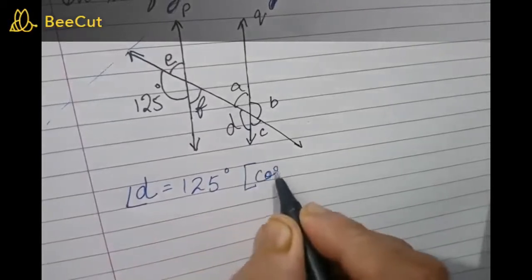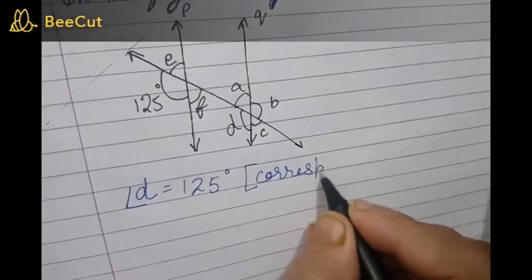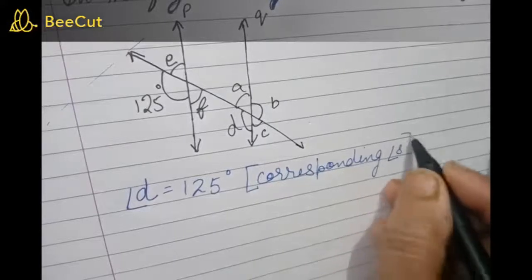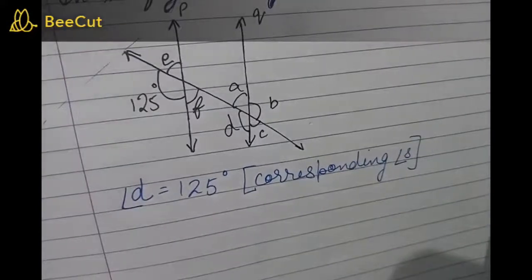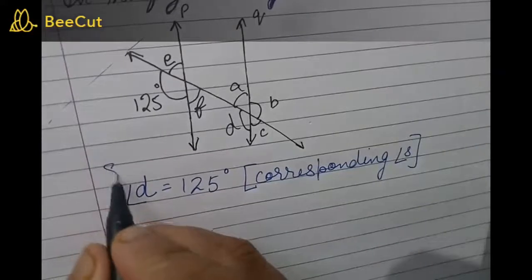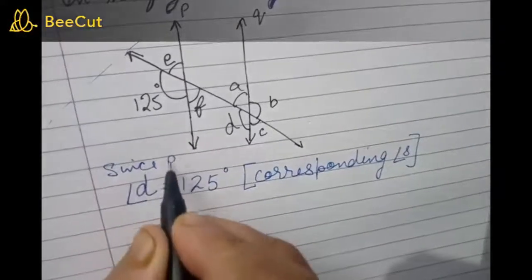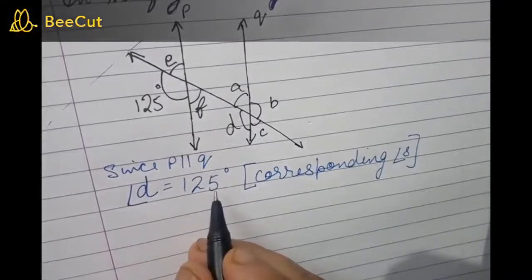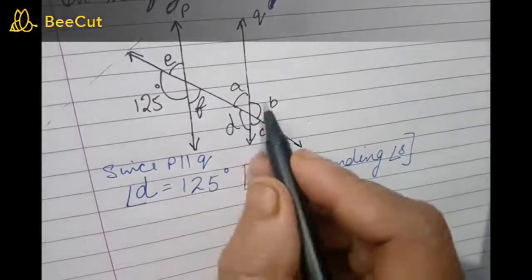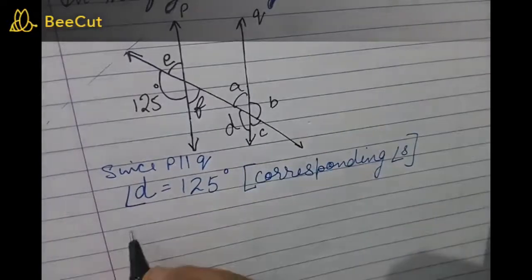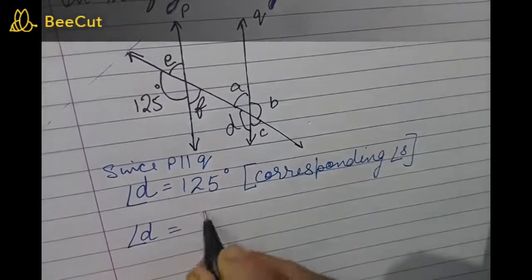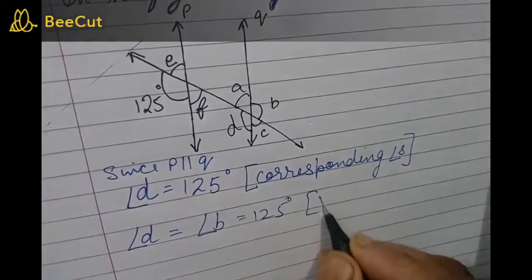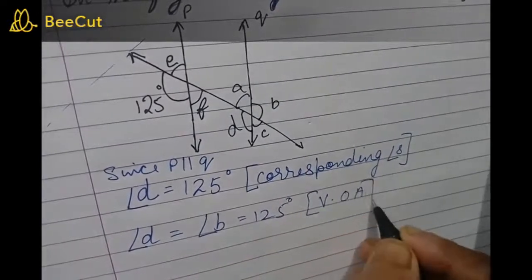With every angle you have to write the reason, corresponding angles. That's why these are equal. Now write this also, since P is parallel to Q. Because these are parallel, that's why D is equal to 125. Now D and B both are vertically opposite angles. D is equal to B is equal to 125. Why? Vertically opposite angles.